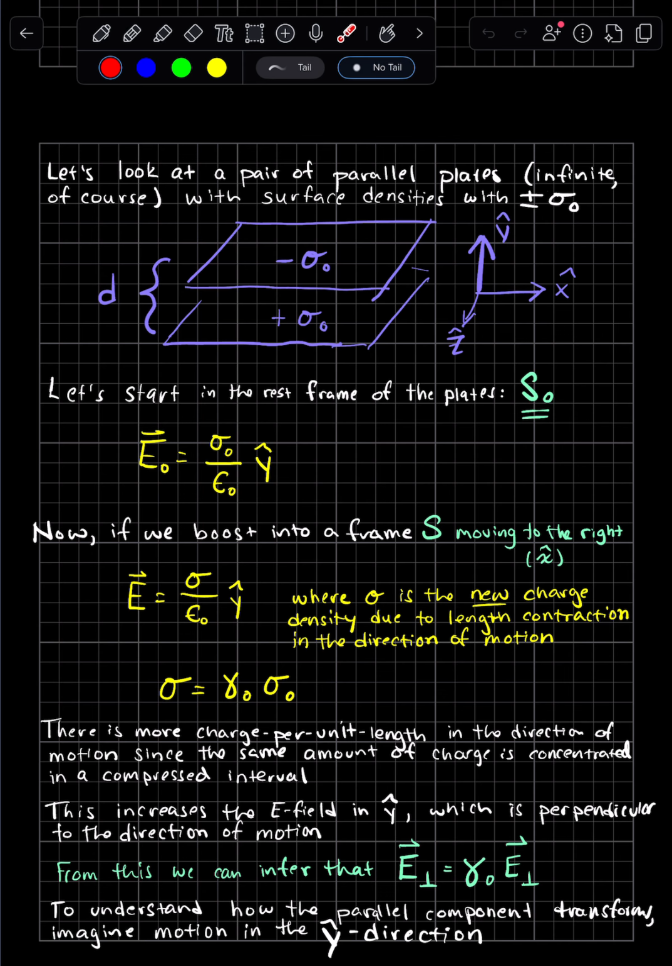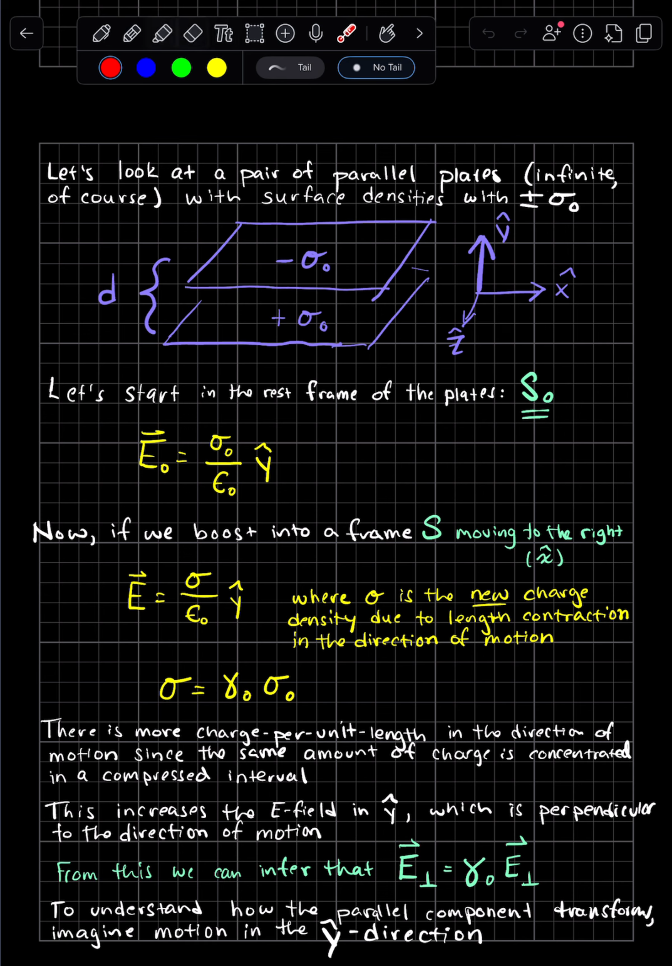The length contraction, of course, is in the direction parallel to our motion, but the effect is going to be to increase the E field, but the E field is pointing perpendicular to our motion. So the act of moving or boosting into a moving frame makes the E field larger, but larger in a direction that's perpendicular to our direction of motion. In other words, E perpendicular is equal to gamma times E, the new E perpendicular.